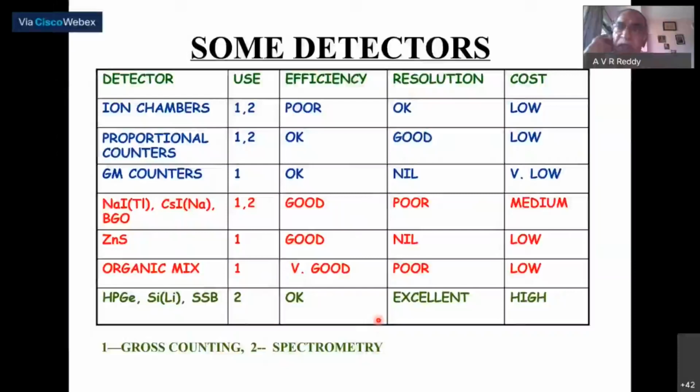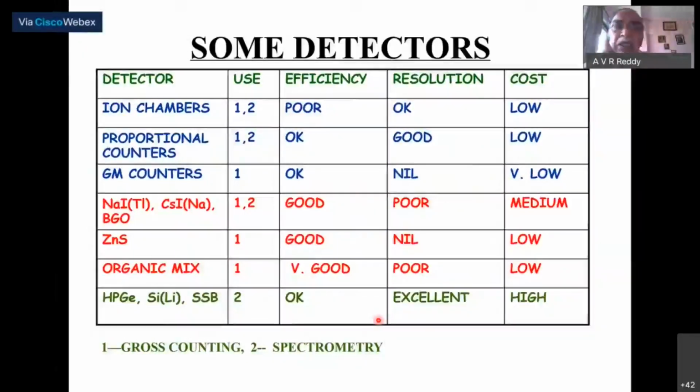Proportional counters can be used for both purposes. Efficiency is reasonable. They have a reasonable resolution, or rather good resolution. And again, the cost of these detectors is simple. We can fabricate them in our laboratories.